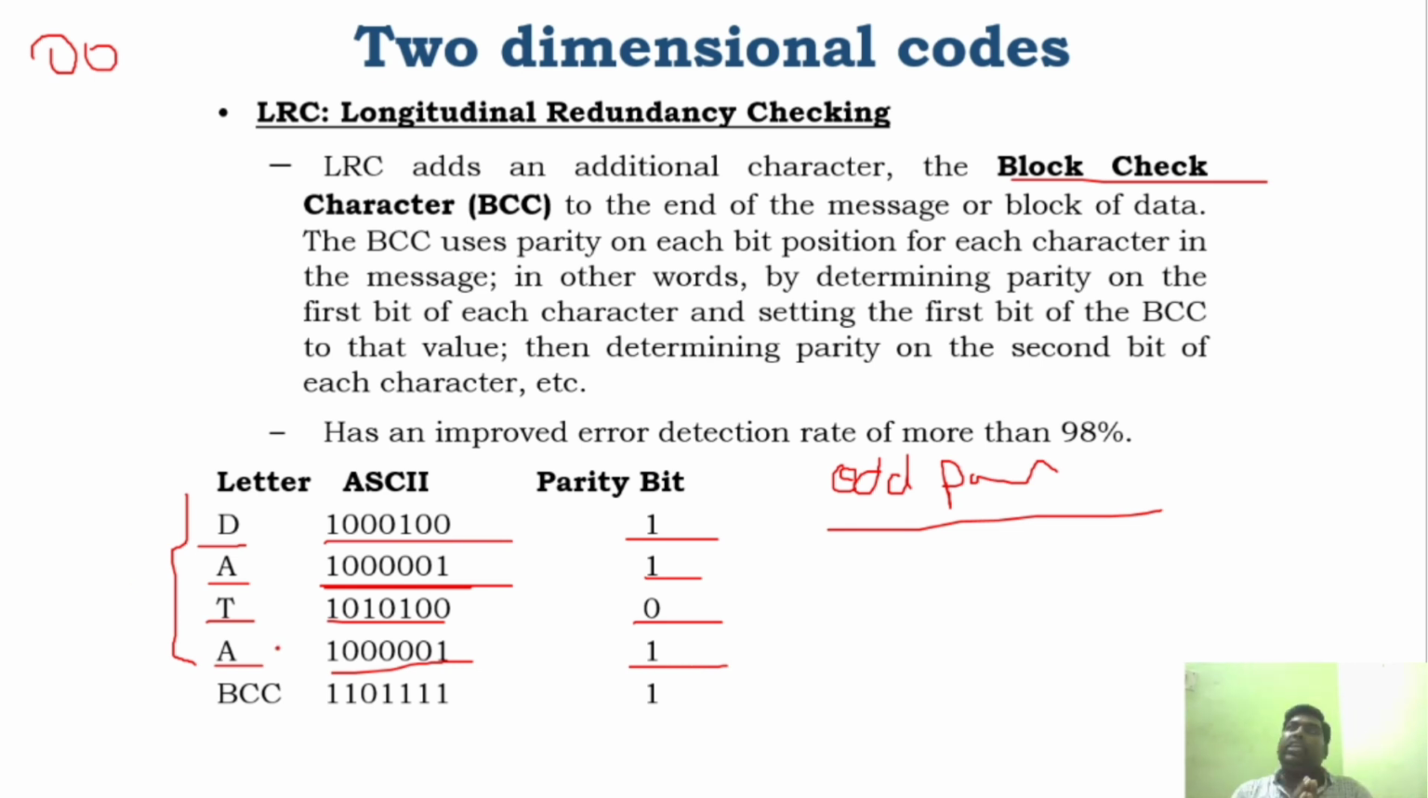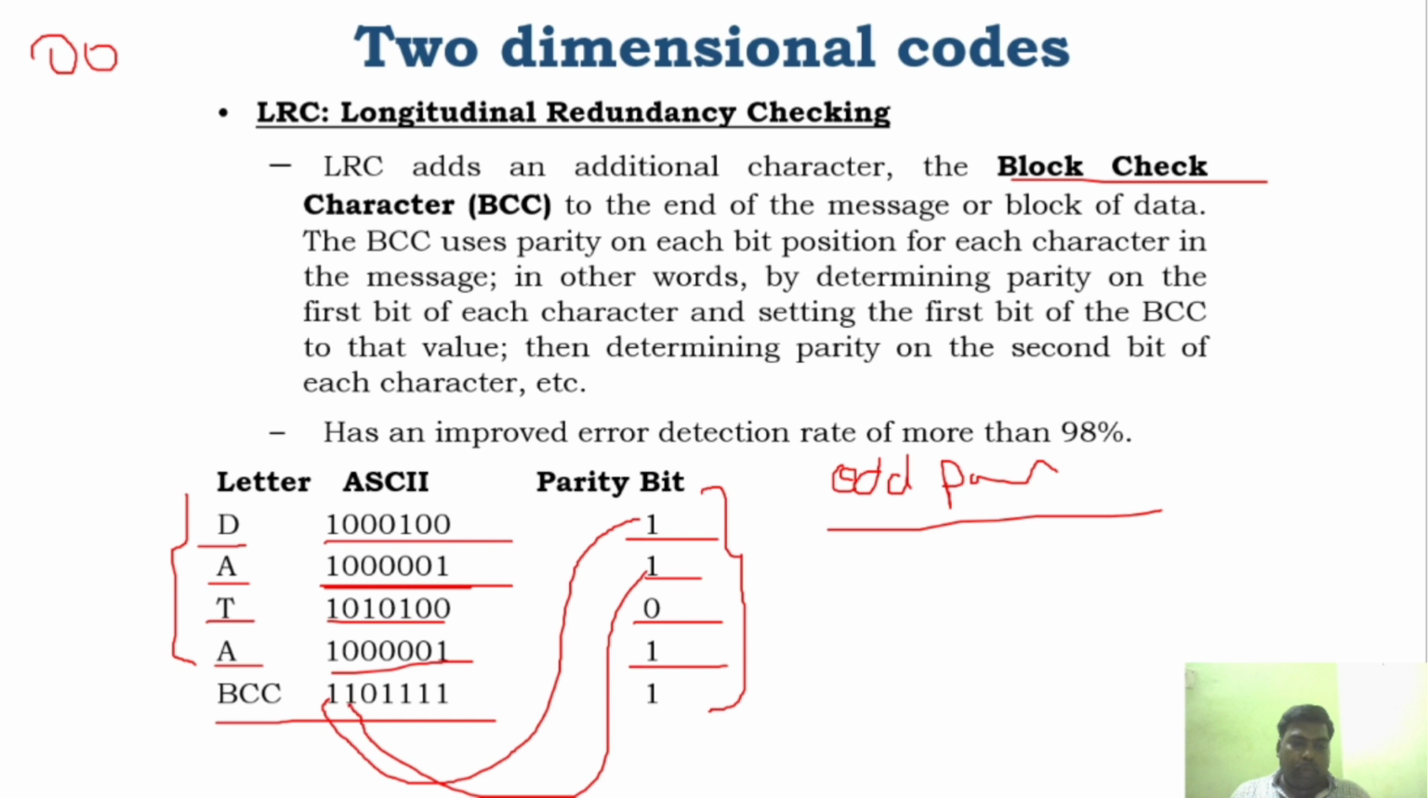But the principle of the LRC code is that it will longitudinally calculate the parity bit. After calculating the parity bit, it will transmit it along with the original message, the BCC also. What is BCC? The parity bit that was calculated is the BCC. This is 1 and this 1 and this 0 and this 1 and this 1 like that, right? So it will be that particular parity, okay? This is the parity we are sending.